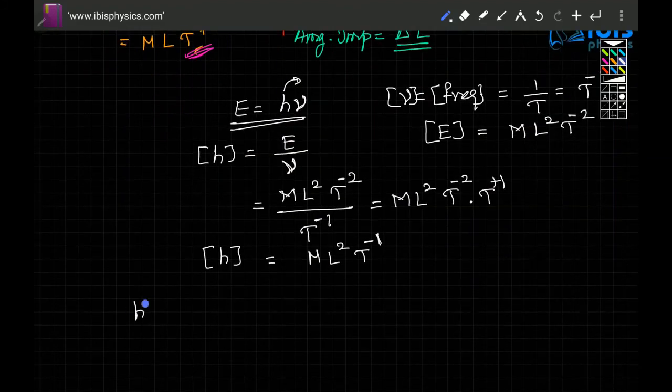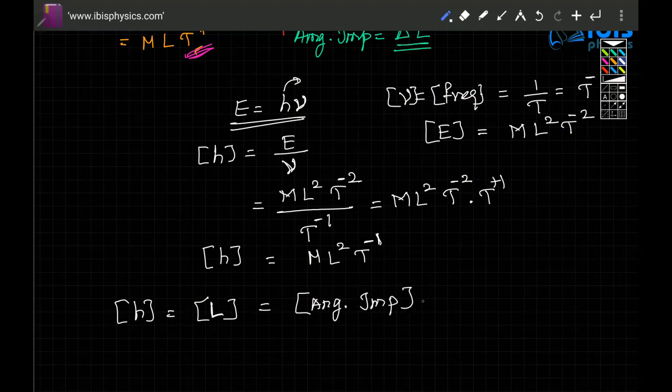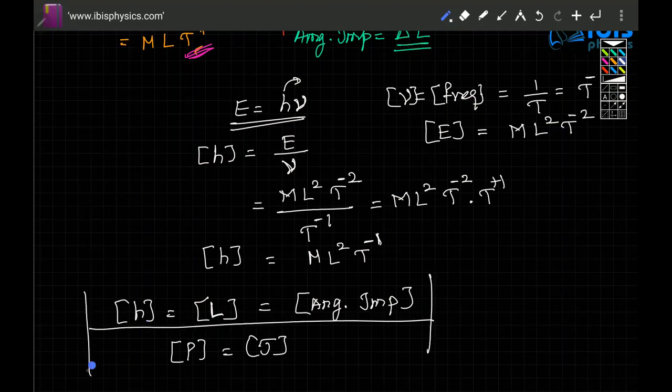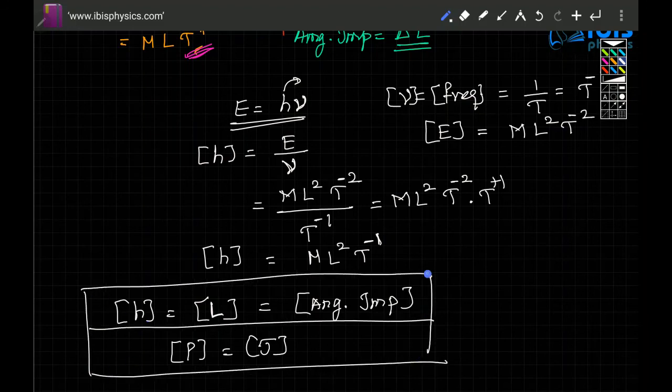So Planck's constant's dimension, angular momentum's dimension, and angular impulse, all three have the same dimensions. Then linear momentum and linear impulse. Linear impulse is nothing but impulse of a force, which is referred to by the letter J. These three have the same dimensions, and these two have the same dimensions.